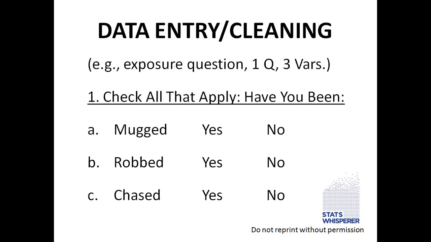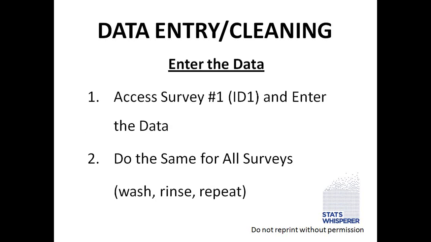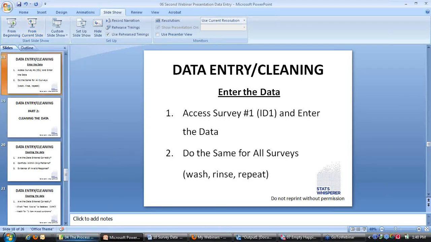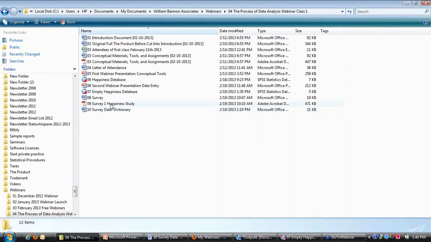Okay, so to put it succinctly, there's one exposure question, but that one question becomes 3 variables, as we've shown. So now comes the point where we will enter the data. Now we have the variables all named, and the database is all ready to have data entered into it. So let us access the first survey, survey 1 for the happiness study.